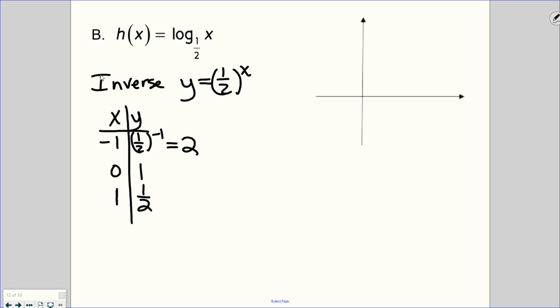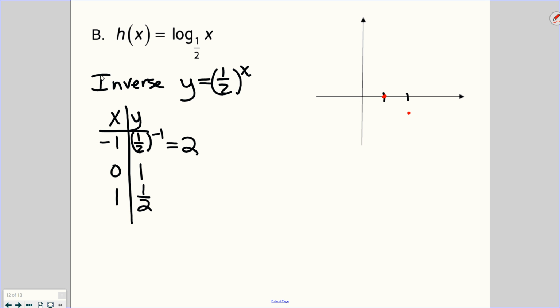So to graph log base 1/2 of x, I simply switch all of these points. So I'm going to put a couple of points here. So instead of -1, 2, I will have the point 2, -1. And instead of 0, 1, I'll have the point 1, 0.